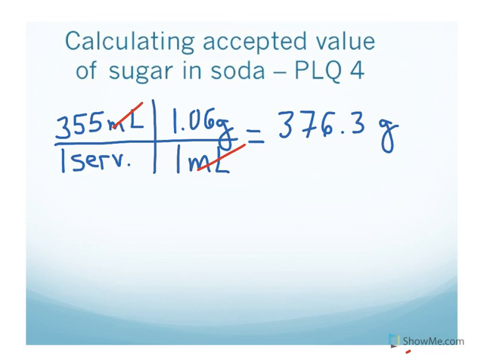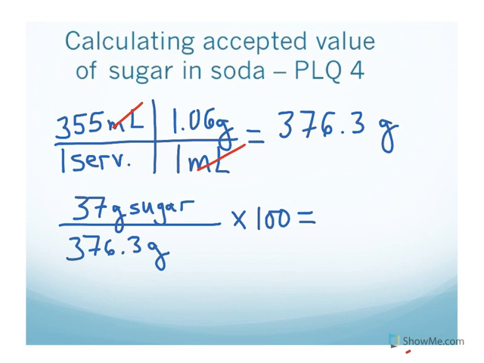Then what you do is you take that mass and you use the nutrition label information to figure out how many grams of sugar there are per serving. According to the nutrition label, there's 37 grams of sugar in 1 serving of lemon lime soda. So I took 37 grams of sugar and divided that by the mass of 1 serving. Multiply that by 100% to get percentage of sugar, and you come out to a value of 9.83%.